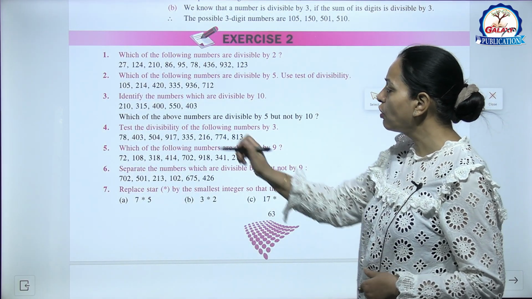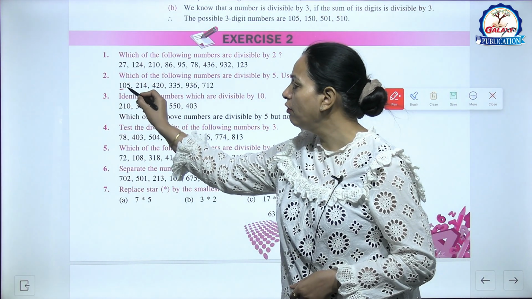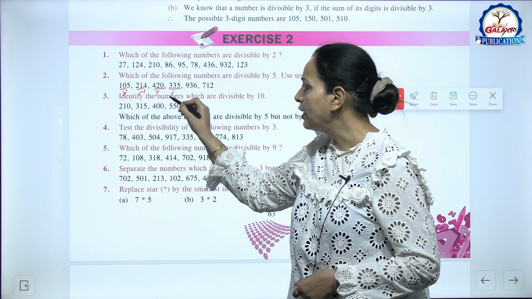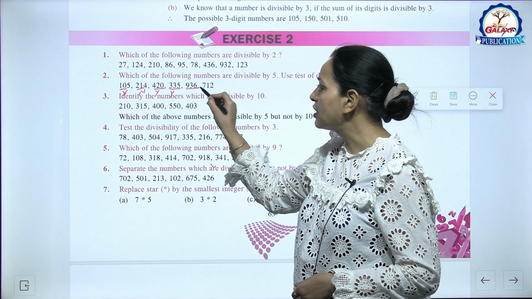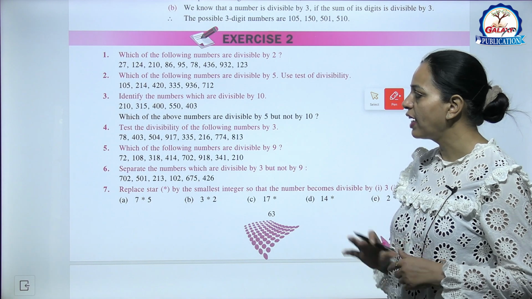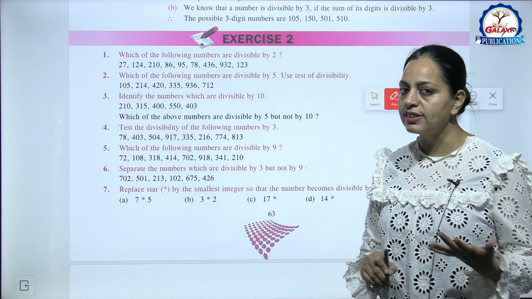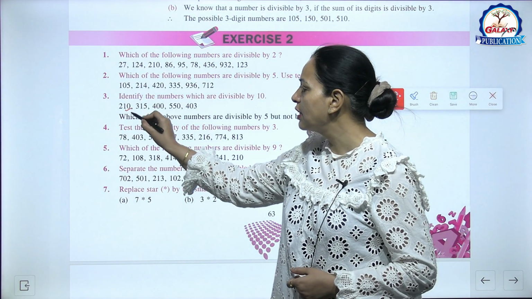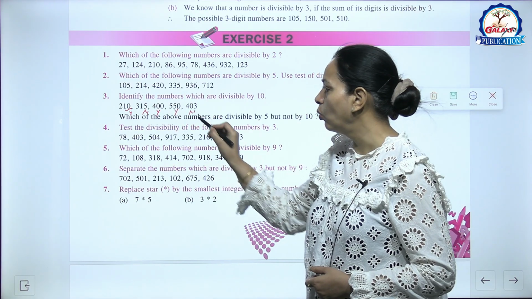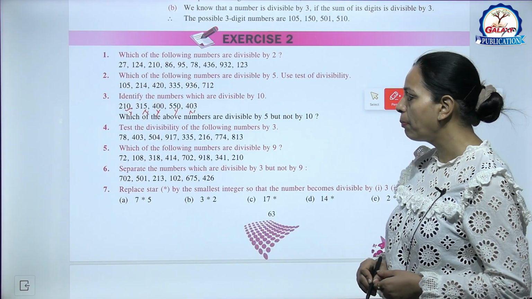Now second question, which of the following numbers are divisible by 5? See the last digit, so 105, so yes, this is no, yes, yes, last digit is 5, this is no, this is no. Okay, so I hope these are clear to you. The third one, identify the numbers which are divisible by 10. The last digit must be 0. So yes, no, yes, yes, no.